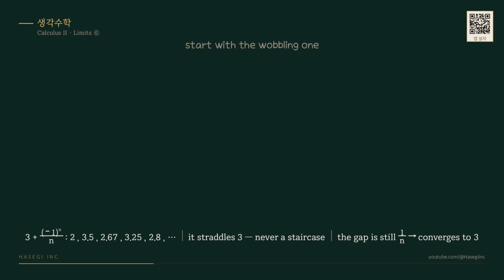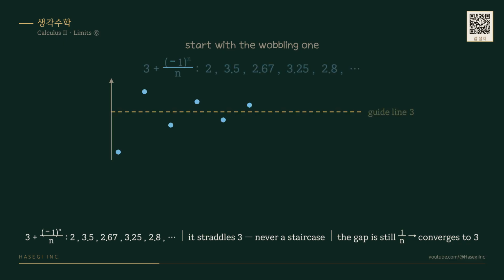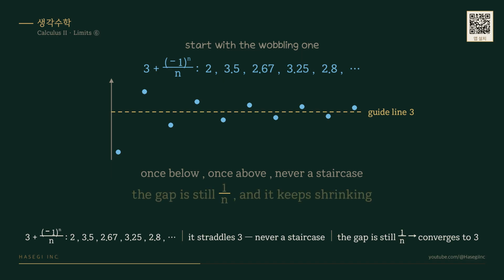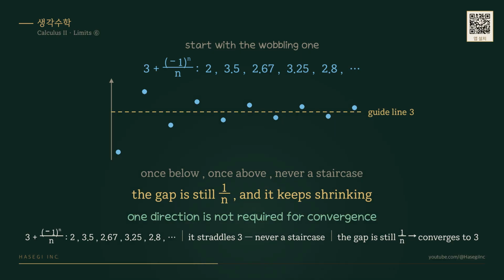Start with the wobbling one. 3 plus -1 to the n over n runs 2, 3.5, 2.67, 3.25, straddling 3. Once below, once above. It never climbs like a staircase. Even so, the gap from 3 is 1 over n, and it keeps shrinking. So this list converges to 3. Moving in one direction is not required for convergence.